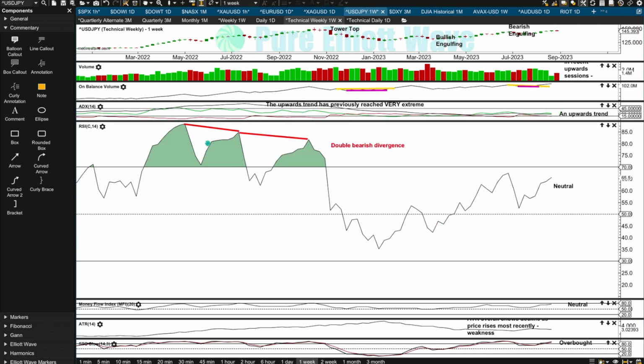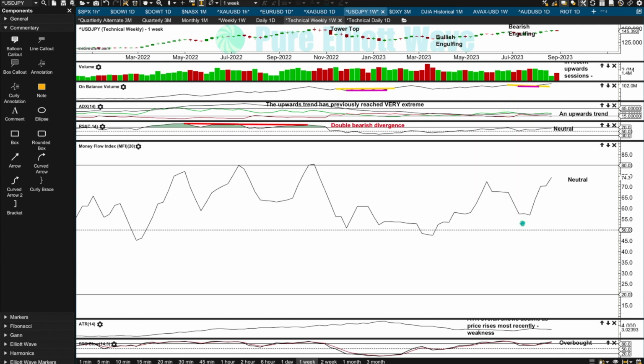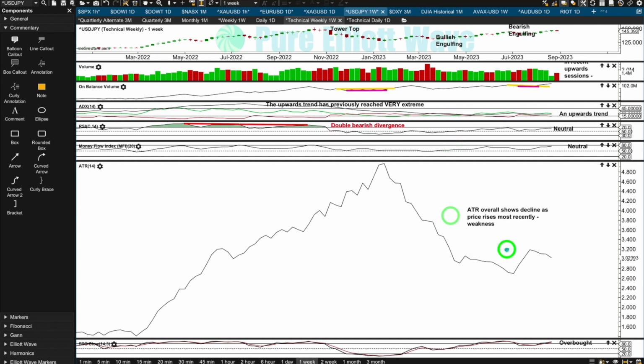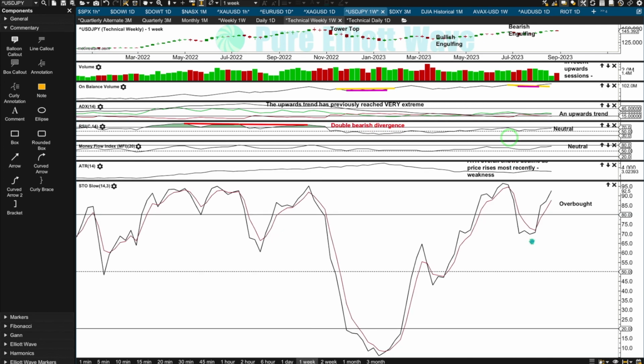RSI is neutral. Previously, there's double bearish divergence. Price hasn't made a new high yet, but if it does, and RSI exhibits further bearish divergence, then I would expect a trend change very, very soon. That would be very bearish. Money flow is neutral, no divergence. ATR showing some decline as price rises, so not only in volume but in range there's weakness. That supports the Elliott wave count, and stochastics overbought.